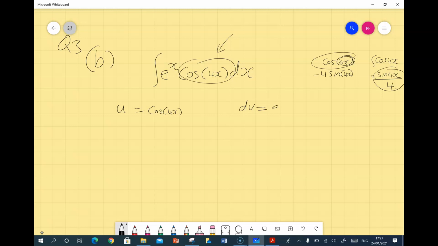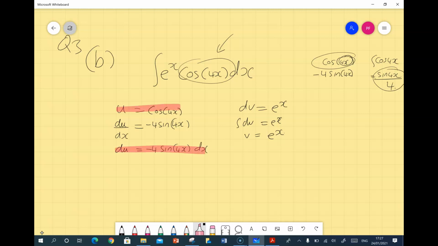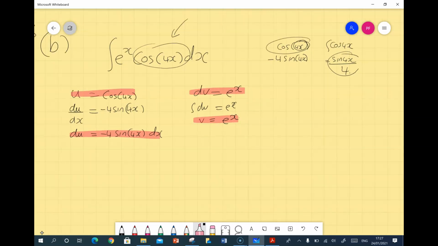Okay, so dv is equal to e to the power of x. So in this case, du dx, the derivative of cos, as I said, is minus sine, and the derivative of 4x is 4, so minus 4 sine 4x. And the integral of dv is e to the power of x, so that means v is equal to e to the power of x. And over here, du is equal to minus 4 sine 4x dx. So I've got my important parts, my u, my du, my dv, and my v. So we'll do our integration by parts.